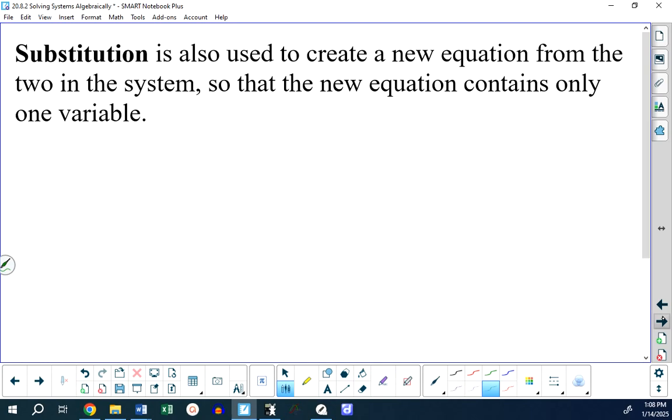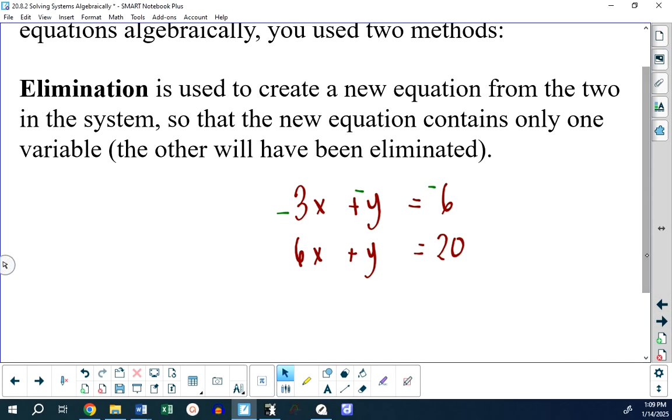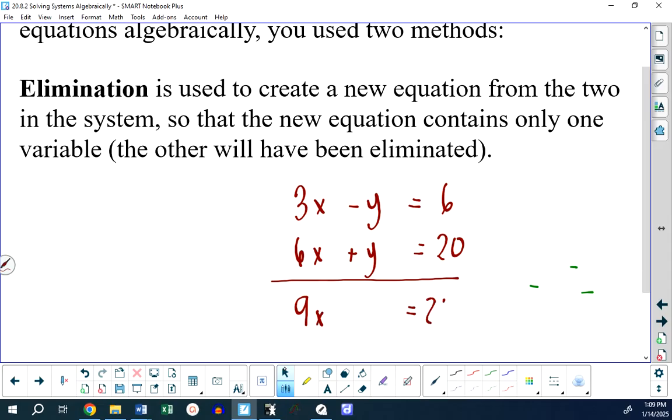Substitution accomplishes the same thing. Your goal is to get rid of one of the variables. So how can we get rid of a variable? Well, I'm going to take the same system of equations. I think I had 3x minus y equals 6, and I had 6x plus y equals 20, right? And by the way, if I go back to the original equation and you add them together, you get 9x equals 26. So now you know that x equals 26 over 9.